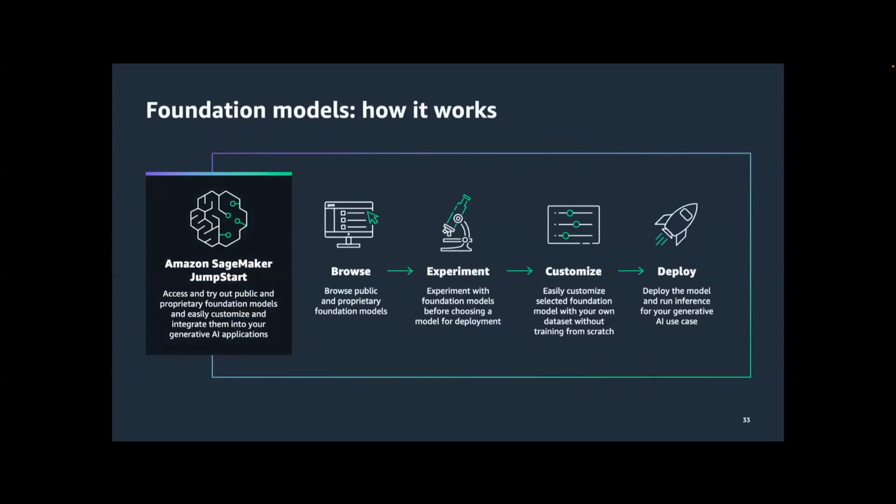So again, Amazon SageMaker JumpStart is a collection and catalog where you can browse those public and proprietary foundation models. You can experiment. For example, even some of the new large language models that were added to Hugging Face are available there. So you have the Llama large language model. I'm going to show you while walking you through the SageMaker console.